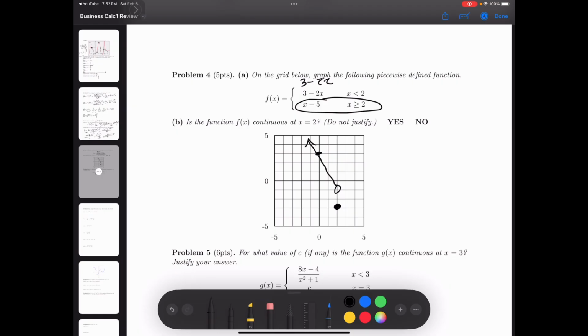And then I can plug in 3. 3 minus 5 is -2, so we're going to go up. I could plug in 4. 4 minus 5 is -1. I could plug in 5 and get 0. We go up in that direction.